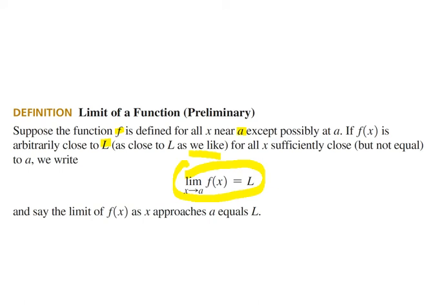And it's close to L for all sufficiently close x, but not equal to a. So all the x values that are close to a. If our a is 3, then we're talking about values like 2.99999 and 3.00001. So the x values that are really close to that value a, but not really there. Then this is what we define: we say that as x approaches that value a, the function is approaching the value L.